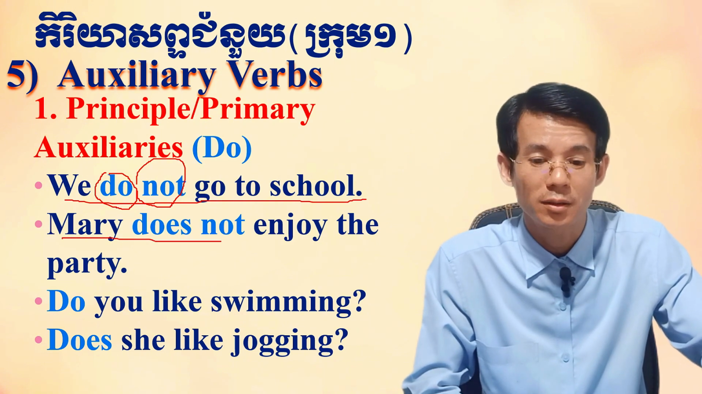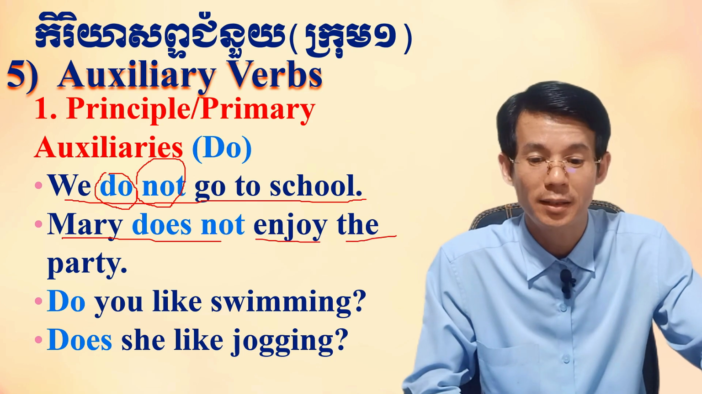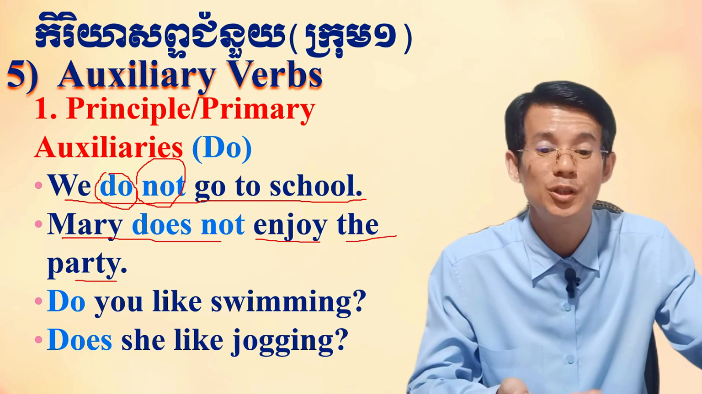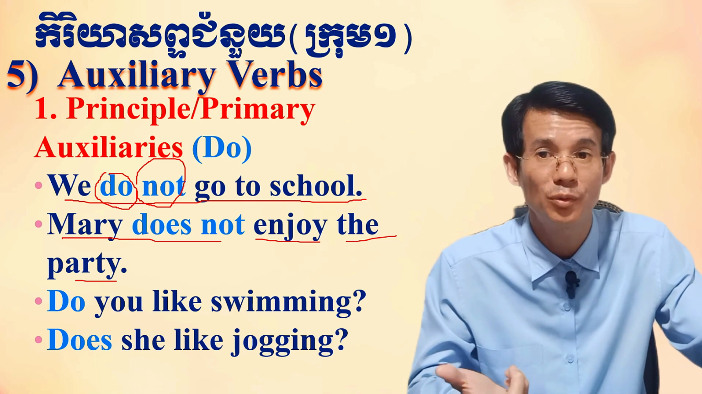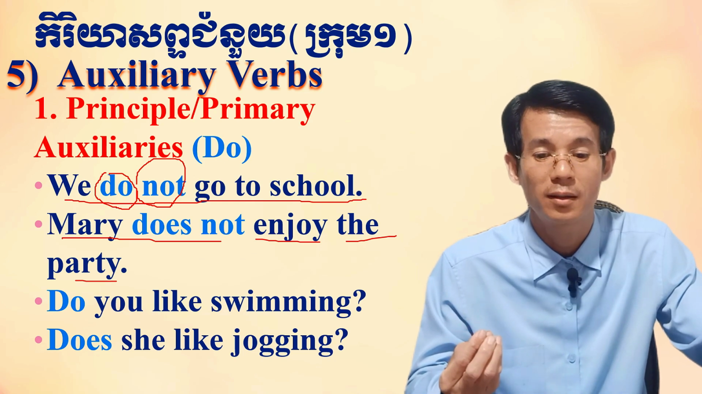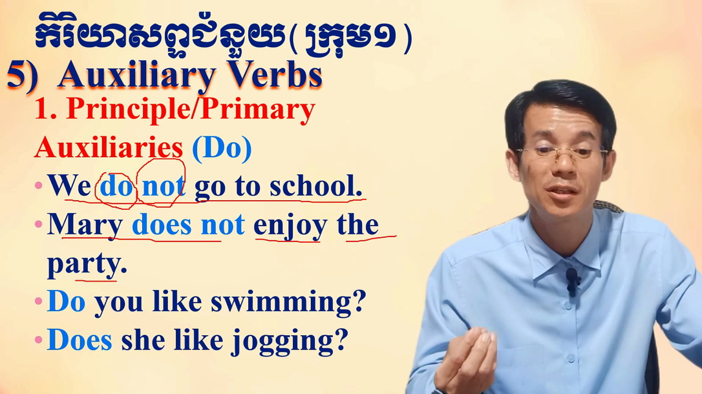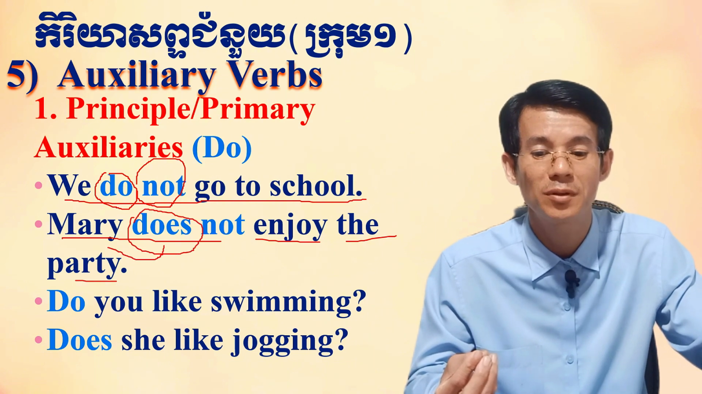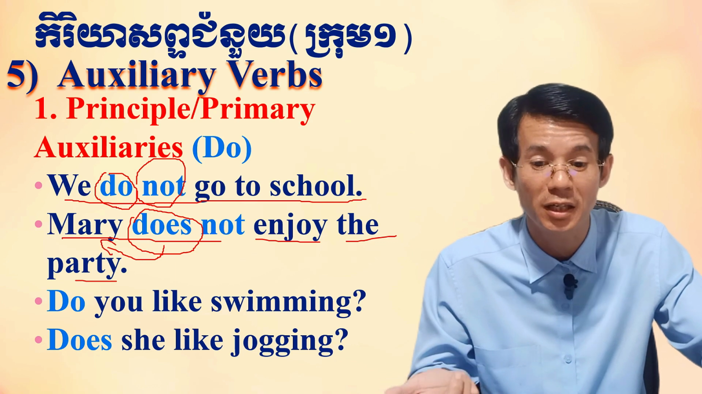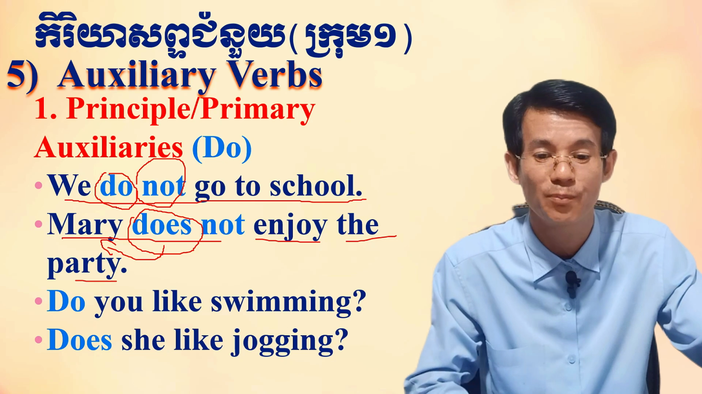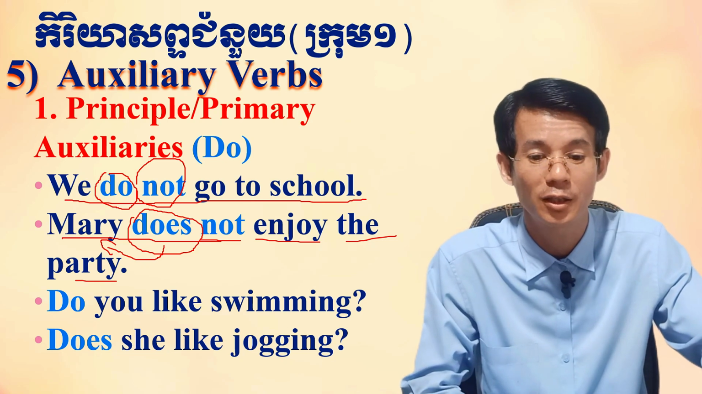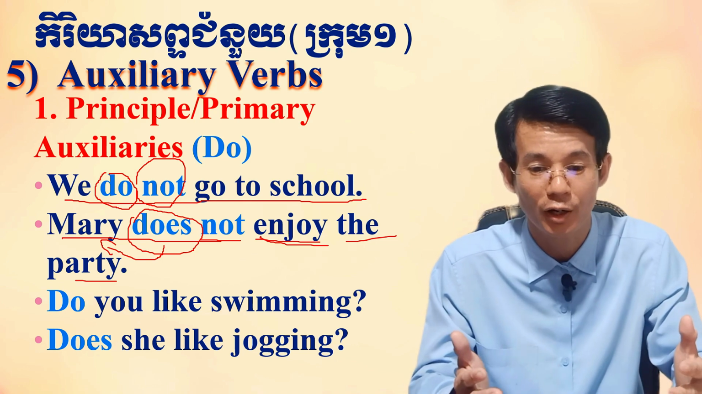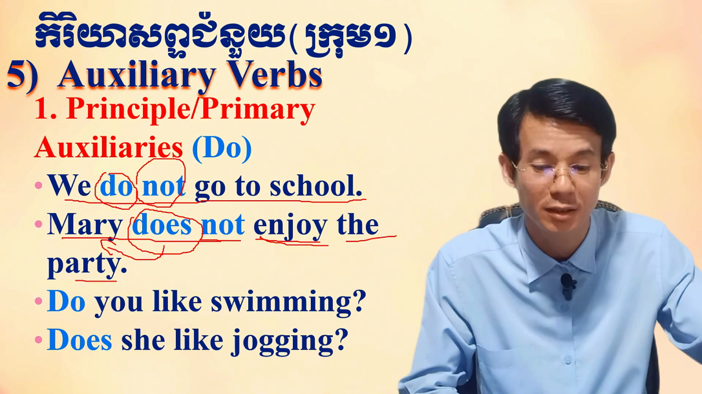Mary does not enjoy the party. Mary enjoys the party is positive, and when we want to form negative, we cannot say Mary not enjoy, but we have to use does. Does agrees with the subject's third person singular he, she, it, and Mary is she, right? So we use does and not to precede the main verb enjoy to form negative.